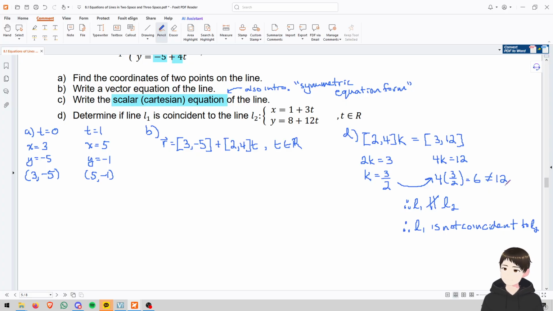So let's do it. Write the scalar equation of the line. We've got, this is brand new, so I'm just going to pretend it's a step-by-step instructional. Set up your x. Right? Set up your y.